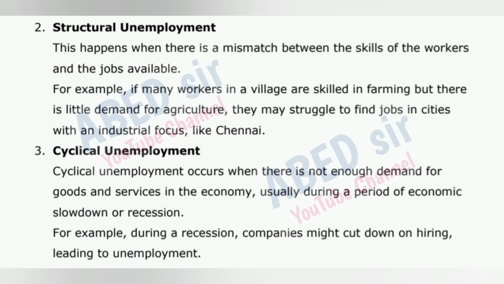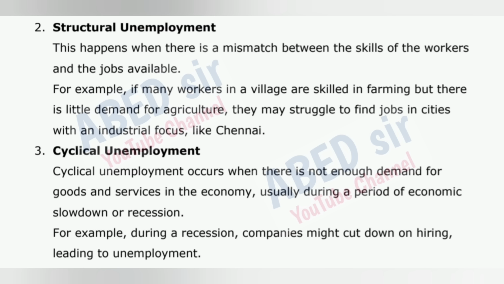2. Structural unemployment. This happens when there is a mismatch between the skills of the workers and the jobs available. For example, if many workers in a village are skilled in farming but there is little demand for agriculture, they may struggle to find jobs in cities with an industrial focus, like Chennai.